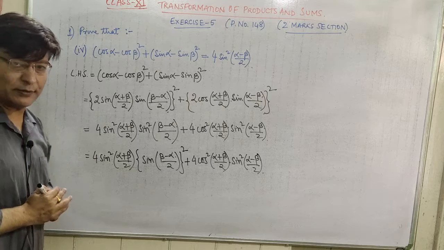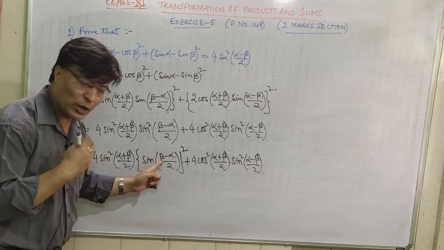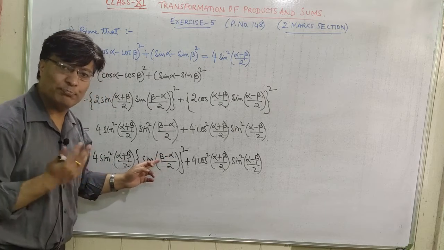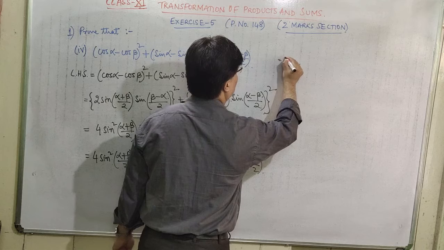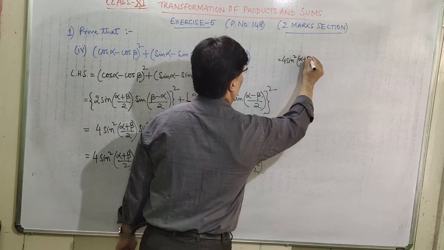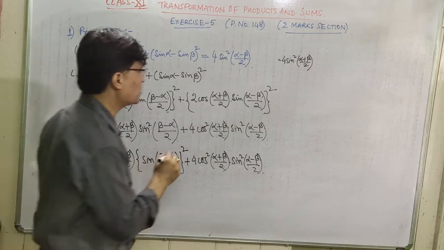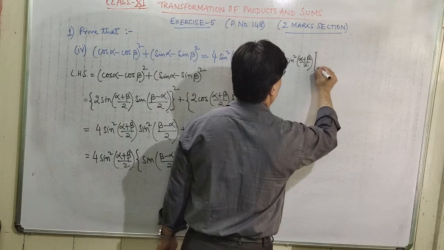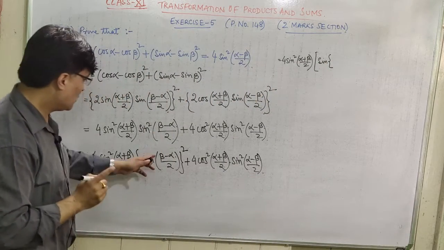So I hope you have understood it. So let us make it alpha minus beta by 2. How can you make it alpha minus beta by 2? By taking minus common, isn't it? So which is equal to, this is 4 sine square alpha plus beta by 2. Okay, next, now within the third bracket sine of, now within the second bracket, what is common here?